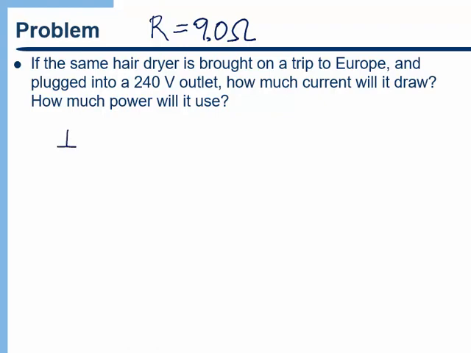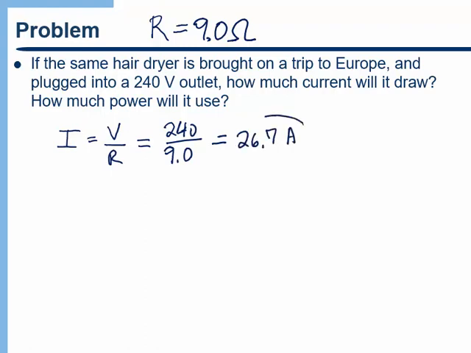Well, the current that it would draw would just be the voltage divided by the resistance. And that would be 240 volts divided by our resistance, which is still 9 ohms. That gives us a current of 26.7 amps. Notice that our hairdryer is now drawing twice the current that it was when we plugged it into 120 volts.